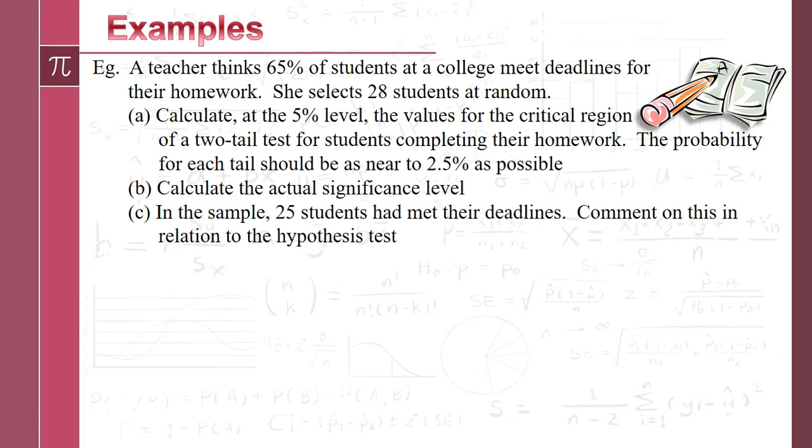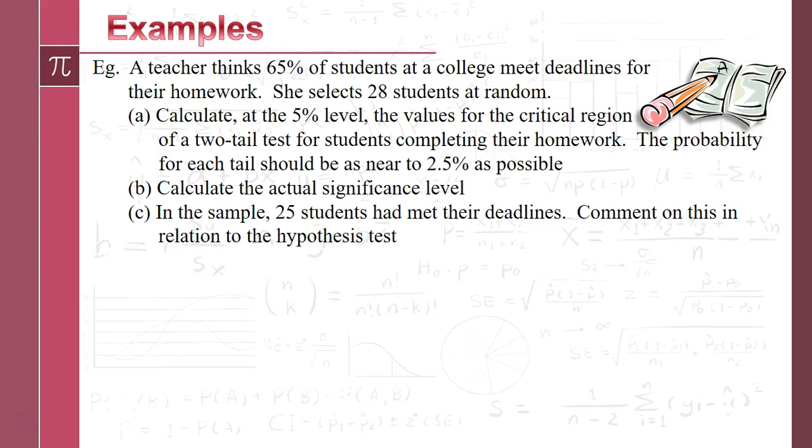Okay. In both those two previous examples, we've just done a test and we've kind of done a comparison of our probability against a given region. What we're going to do is kind of turn that around a little bit in this next example. So what we've got is a teacher thinks 65% of students at college meet the deadlines for their homework, and she selects 28 students at random. It says calculate the values for the critical region of the two-tailed test.